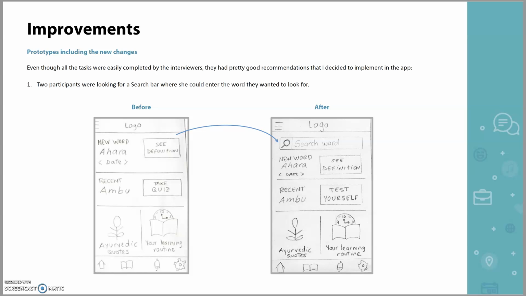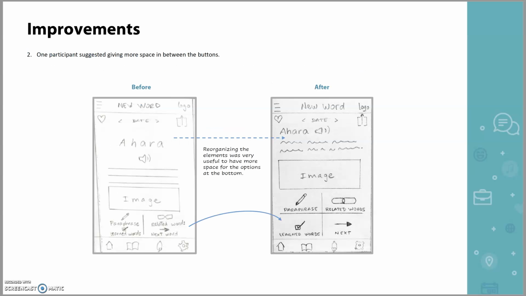2 participants were looking for a search bar where they could enter the word they wanted to look for. For example, in the previous wireframe, there was no search bar, and in the new one, you can see that it is included. One participant suggested giving more space in between the buttons.